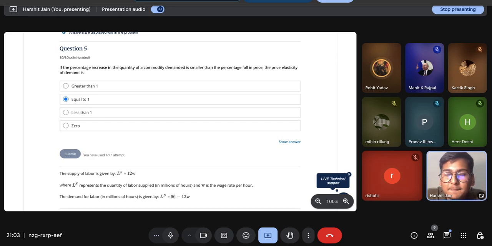If the percentage increase in the quantity demanded of a commodity is smaller than the percentage fall in price, the price elasticity of demand is... It's less than one.